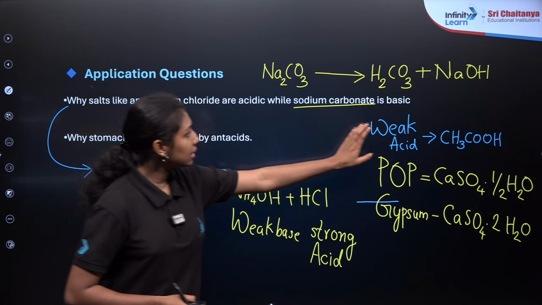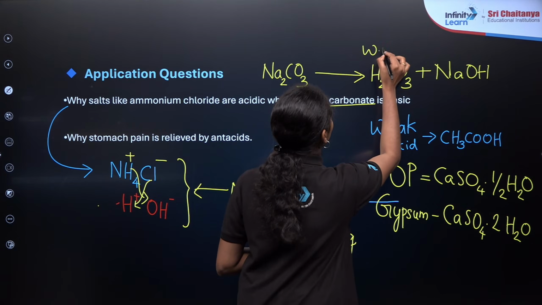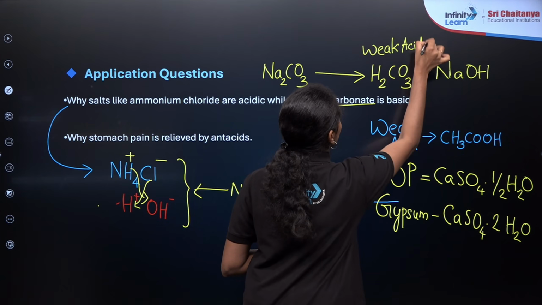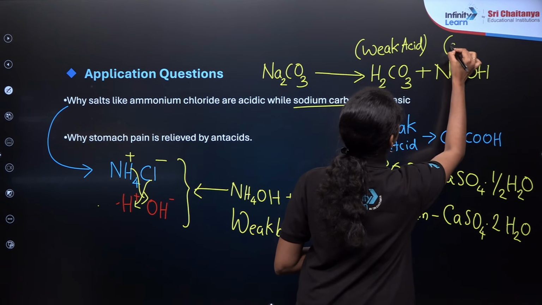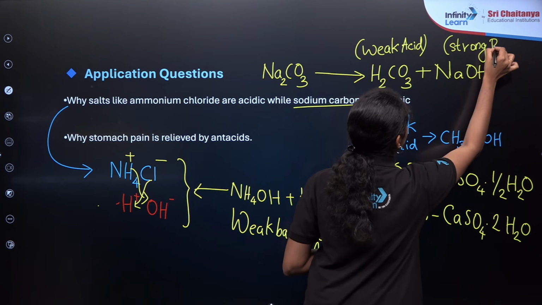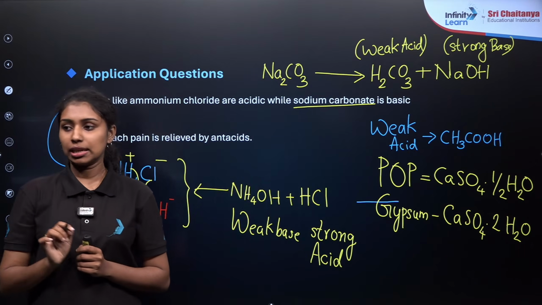So these are the parent acid and parent base of Na2CO3. We know that carbonic acid is a weak acid and NaOH is a strong base. So if you combine a strong base and a weak acid, they result in the formation of a basic salt. So that's why sodium carbonate is basic in nature. Is there any doubt?